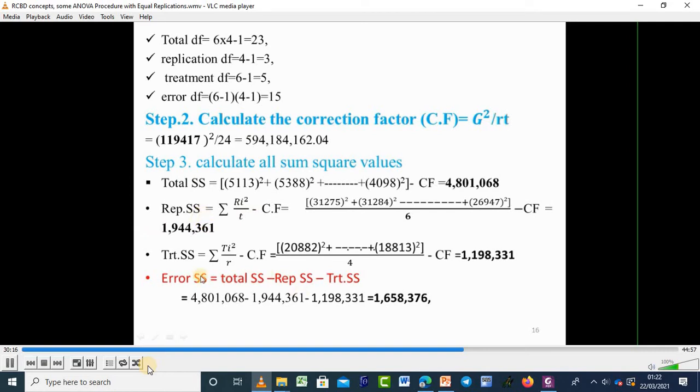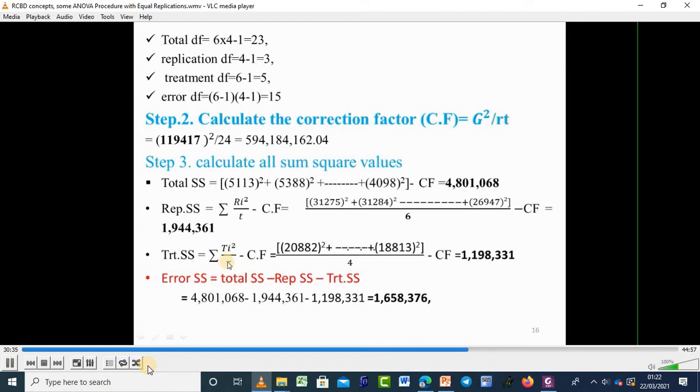And then the next step is estimating the treatment sum of squares in a similar fashion, and we get this much. The difference is that in the case of the treatment sum of squares, we square the treatment totals and divide by the number of replications.